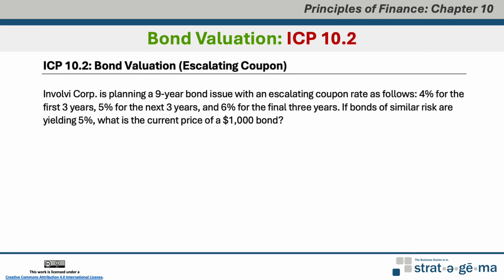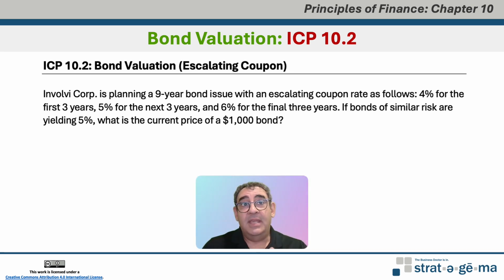Here's another one, ICP 10.2. This one is an escalating coupon. So let's say that Involvi is planning a 9-year bond issue with an escalating coupon rate that works like this: 4% for the first 3 years, 5% for the next 3 years, and 6% for the final 3 years.